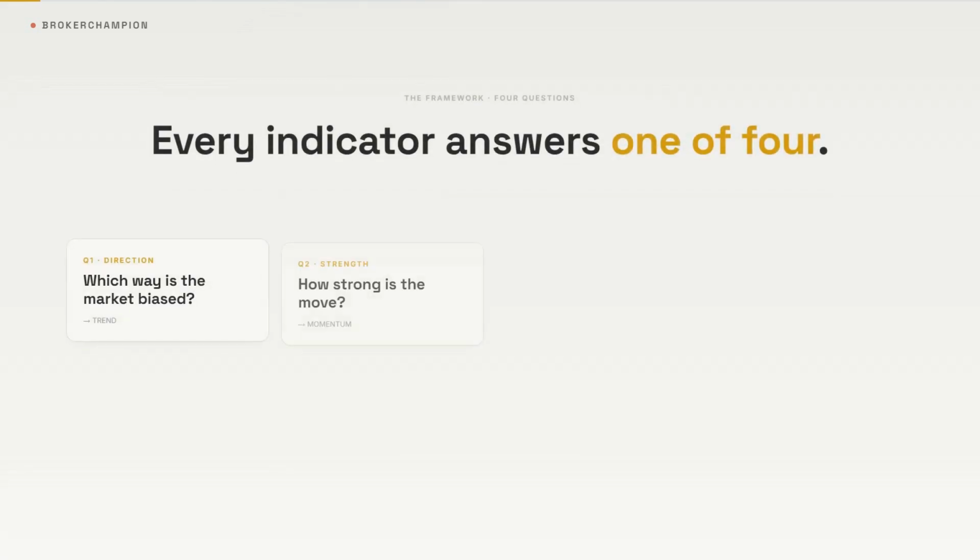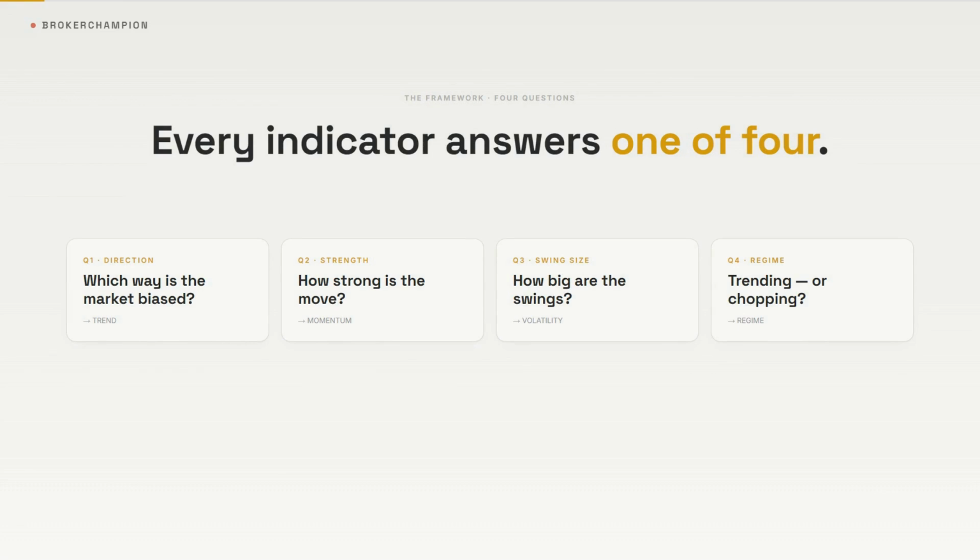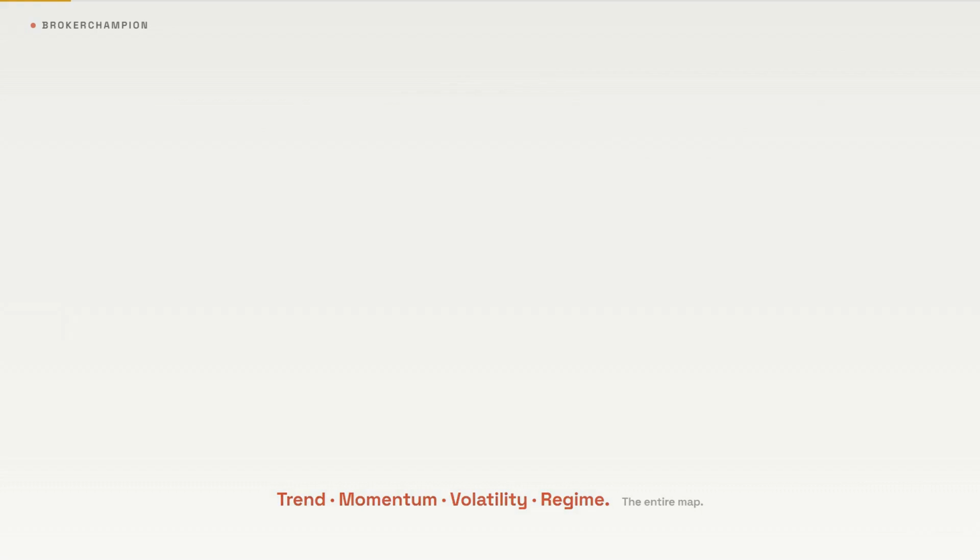Every indicator answers one of 4 questions. What direction is the market biased? How strong is the move? How big are the swings right now? Is the market trending or just chopping sideways? Trend, momentum, volatility, regime. 4 categories, that's the entire map.